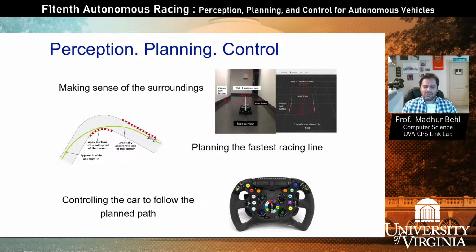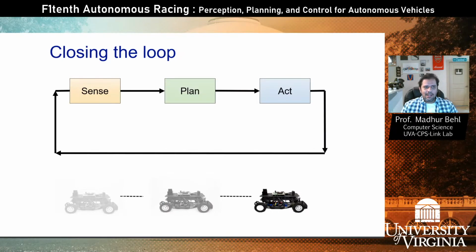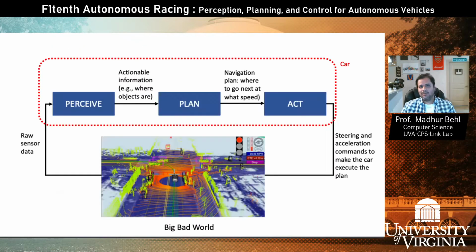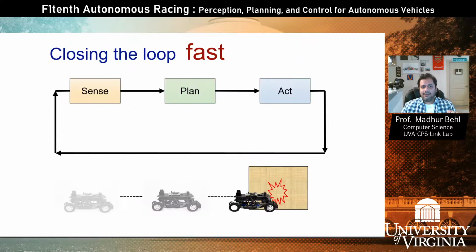So it's no good completing the race line if you can't control your acceleration and steering to maintain your heading on that line. And so you have to continuously close the loop from perception, planning, and control, or sensing, planning, and action, which is exactly what a full-scale car also does. So in that sense, F1TENTH is exactly the same. The challenge of racing is that because of the speed of the car, you have to close the loop very, very fast.